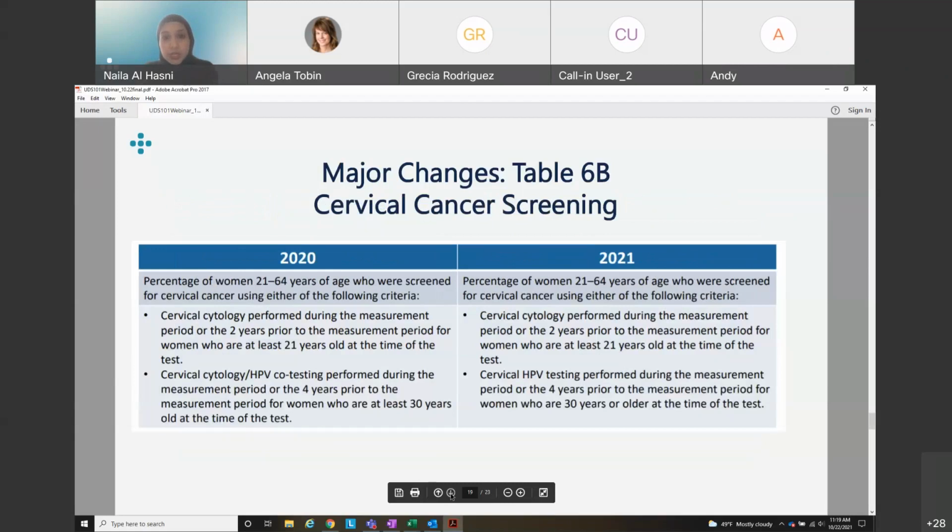And then the next set of major changes on Table 6B was the cervical cancer screening measure. Here you can see from 2020 to 2021, the numerator was revised to align with the updated clinical recommendations. For patients aged 30 years and older, it permits HPV testing alone every 5 years. So this was updated in order to remove cytology and co-testing for women aged 30 to 64 and replace the term "every" with "within the last." Again, this aligns with the U.S. Preventive Services Task Force updated guidelines, which were updated in 2018. The first part was not changed, but the second bullet here in 2021 is where you see the slight change occur. Next slide, please.